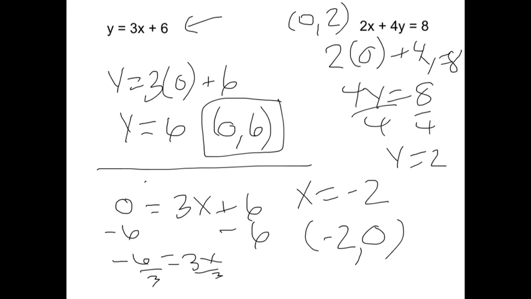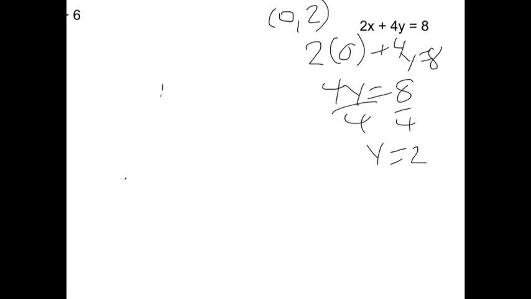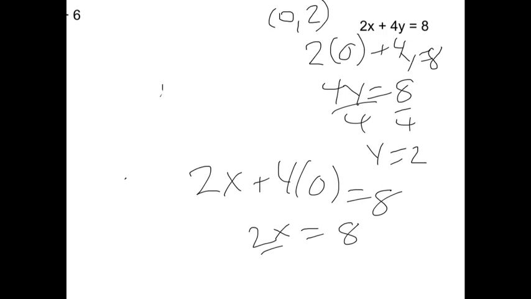And then when I'm looking for my x-intercept, I'm going to do the same thing but make my y 0. And when I make my y 0, I get that 2x equals 8, and then x equals 4, so my x-intercept is (4, 0).